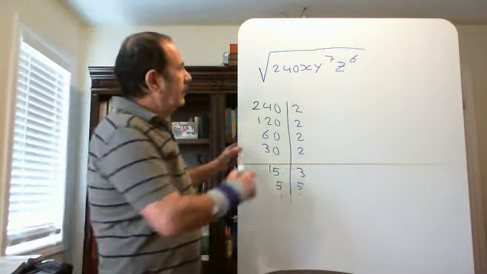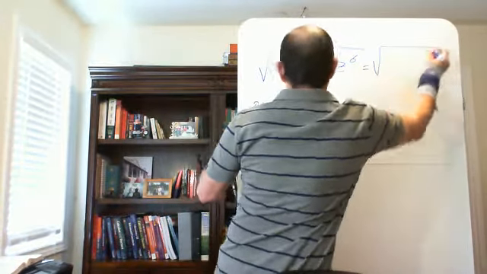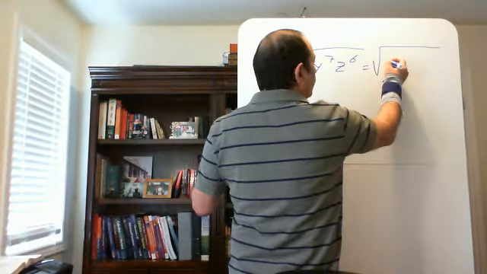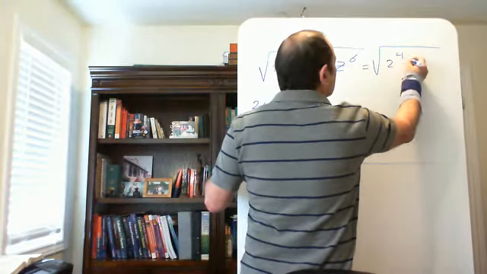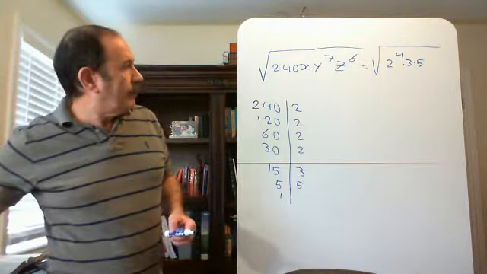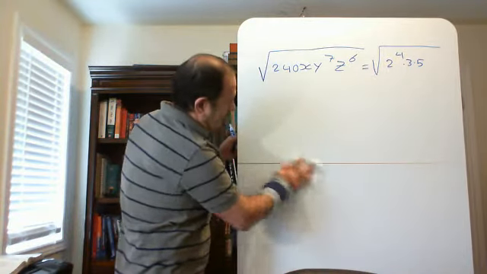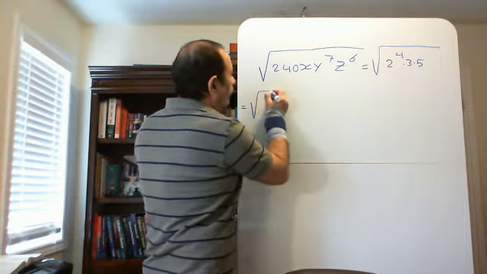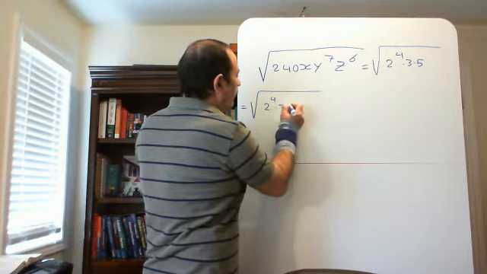For 240, I can write it as 2 to the power of 4, 1, 2, 3, 4, times 3 times 5. This is 240. I'm erasing this part. I'm going to repeat it on the other side. So it's going to be 2 to the power of 4 times 3 times 5.